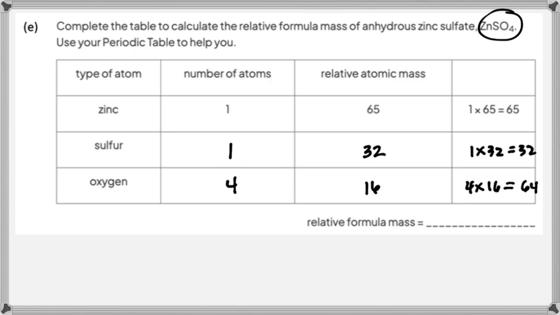The relative formula mass is just adding all of these: 65 plus 32 plus 64. That gives us 161. So 161 is its relative formula mass.